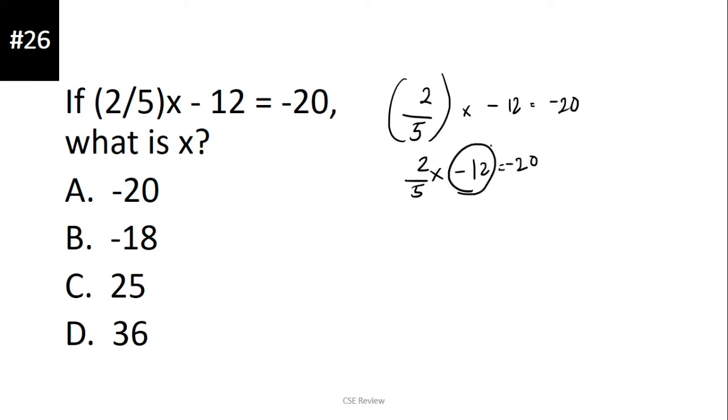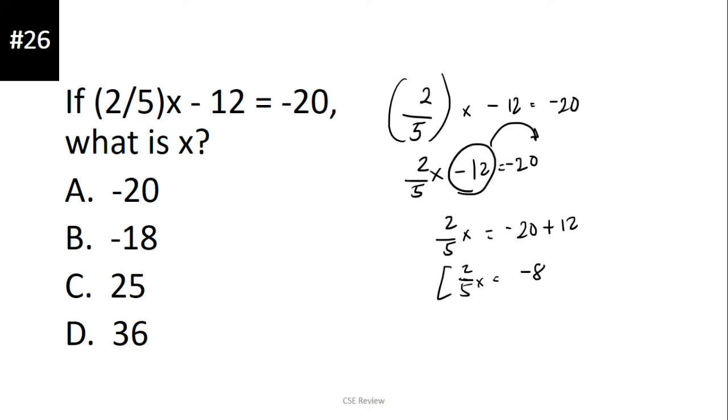Yung 12 na to, ililipat natin sa kabila. Iwan natin yung x sa isang side. Kasi dapat iwan na yung mga x na yan. So, negative 12, ililipat natin sa kabila. So, negative 20 plus 12. Kasi pag nilipat mo siya, magpapalit siya ng sign. So, 2 over 5x is equal to negative 20 plus 12, which is negative 8.